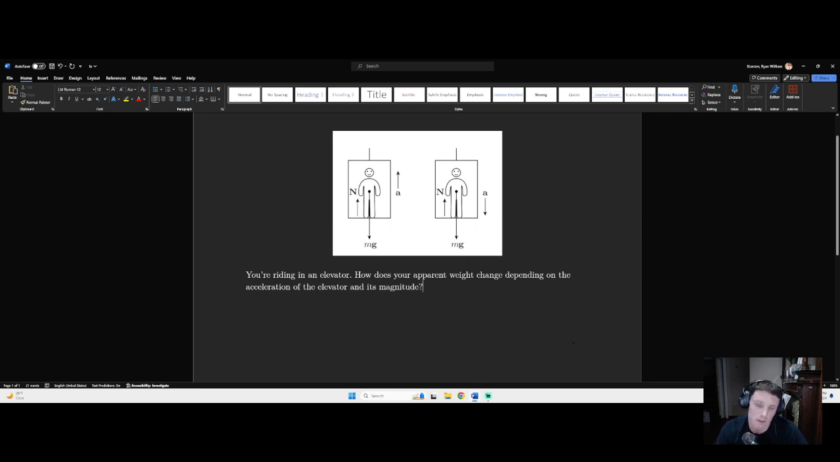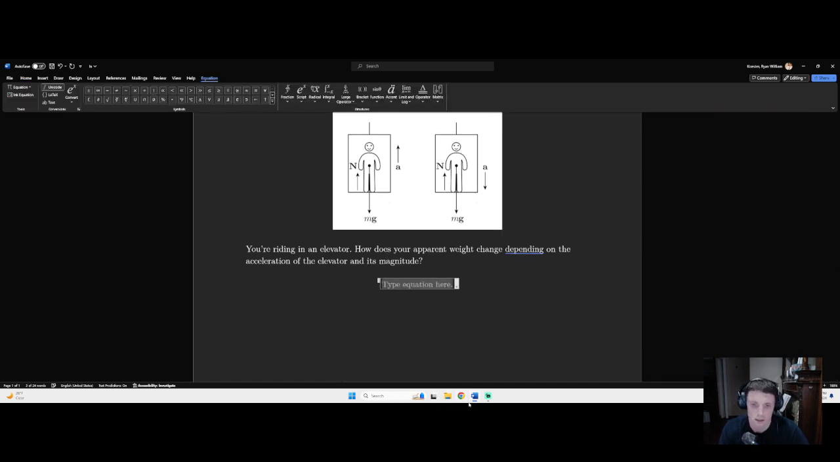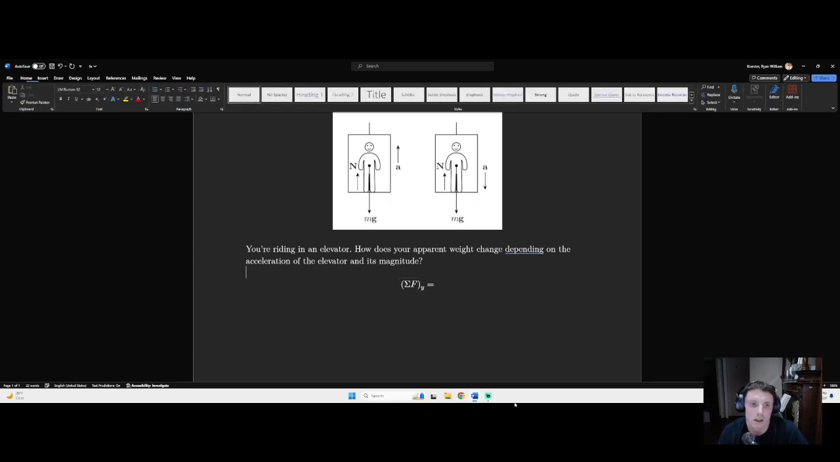Okay, so let's do this. Let's just sum the forces, or rather think about Newton's second law. So everything's happening in the y direction here. So what we have here is for the case where the acceleration is upward. All right. And we're just going to do the math, and we're going to apply Newton's second law, and see what that suggests.